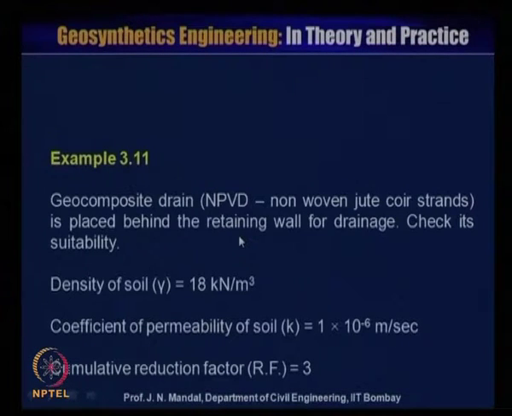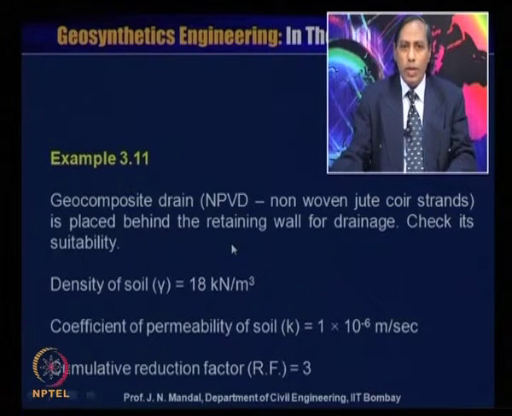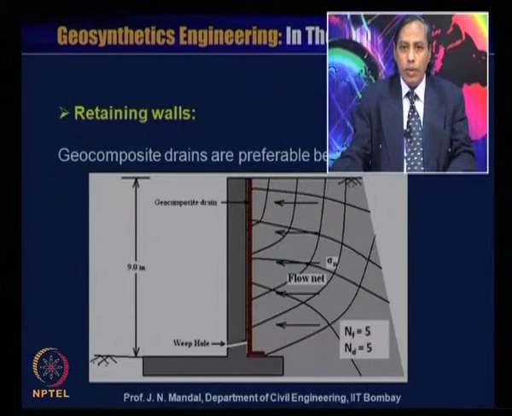So, here I am giving one example. This is a geocomposite drain. This non-woven jute coir grade NPBD is placed behind the retaining wall for drainage and to check its stability. Generally, it should be a polymer material, because we have performed tests also for the natural prefabricated geocomposite drain, and that is why we are providing this. But in most cases we provide a polymer geocomposite material, as I showed you.